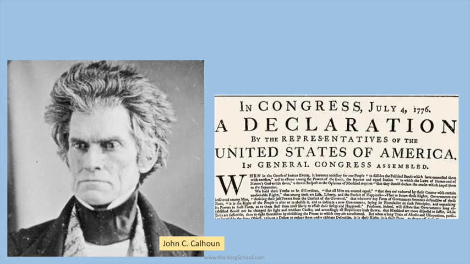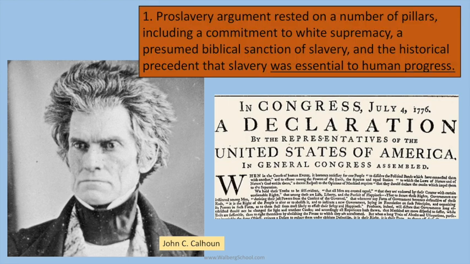Subpoint B. The pro-slavery argument rested on a number of pillars, including a commitment to white supremacy, a presumed biblical sanction of slavery, and the historical precedent that slavery was essential to human progress. In our last class, we met John C. Calhoun, the former vice president in the Andrew Jackson administration. He didn't carry on that position for both terms of the Jackson administration. We'll talk about him in just a second.